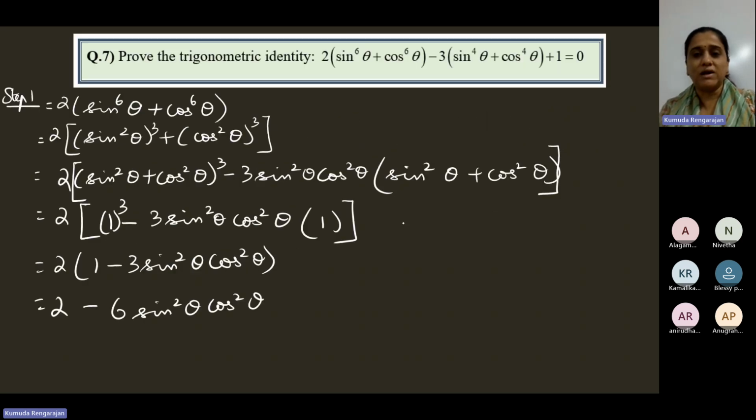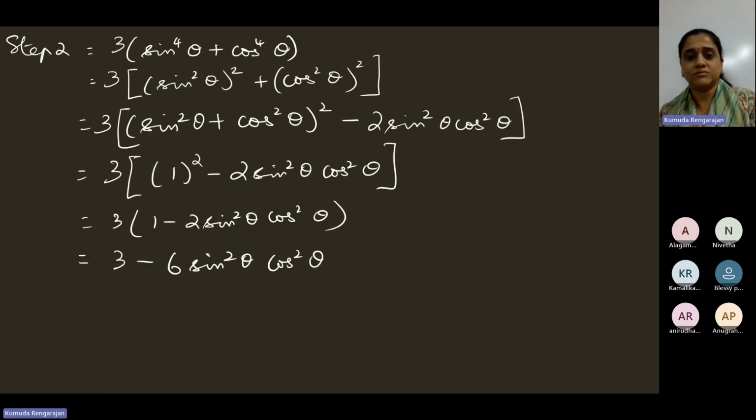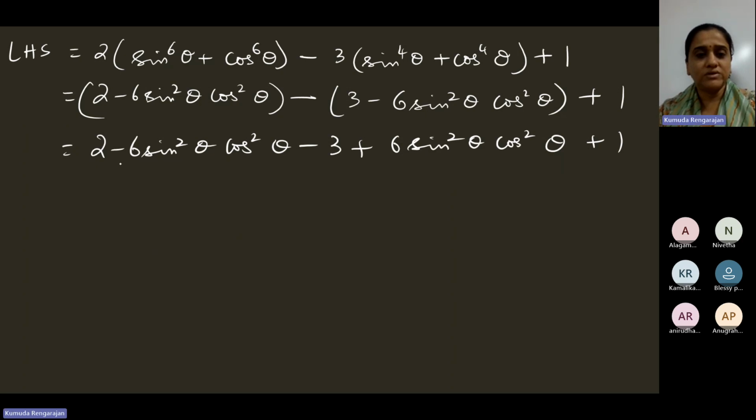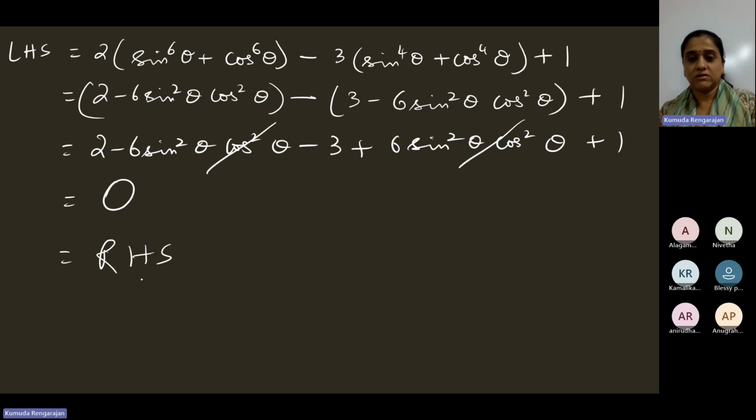And the plus 1 was not multiplied with anything. Plus 1 is away from the brackets. So what happens now? Cancels. Then minus 3 plus 2 is minus 1, plus 1, 0, which is the RHS. All right. Write down.